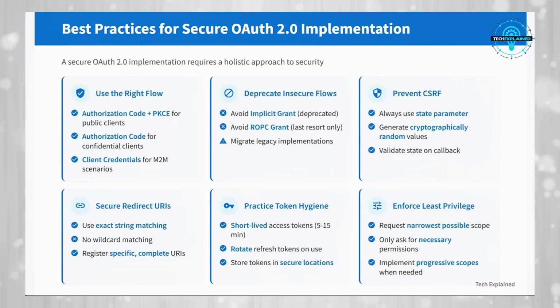Sixth, enforce the principle of least privilege. Always request the narrowest possible scope required for your application's functionality. Don't ask for permissions you don't immediately need. This minimizes the potential impact of a compromised token. Finally, handle tokens securely. Never transmit tokens in URL query parameters. Always use the authorization bearer token header. Store tokens in the most secure location available for your client type: HTTP-only cookies for web apps, and platform keychain for mobile apps to protect them from cross-site scripting attacks.